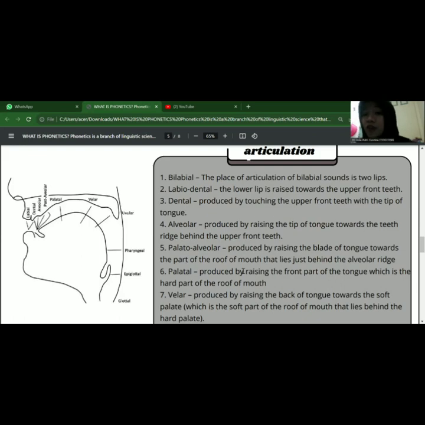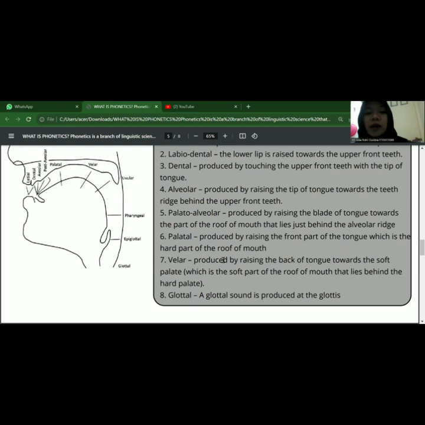sa, sa, zha, zha. So the next one is palatal, produced by raising the front part of the tongue towards the hard part of the roof of the mouth. So we can pronounce it like che, j, che, and j.